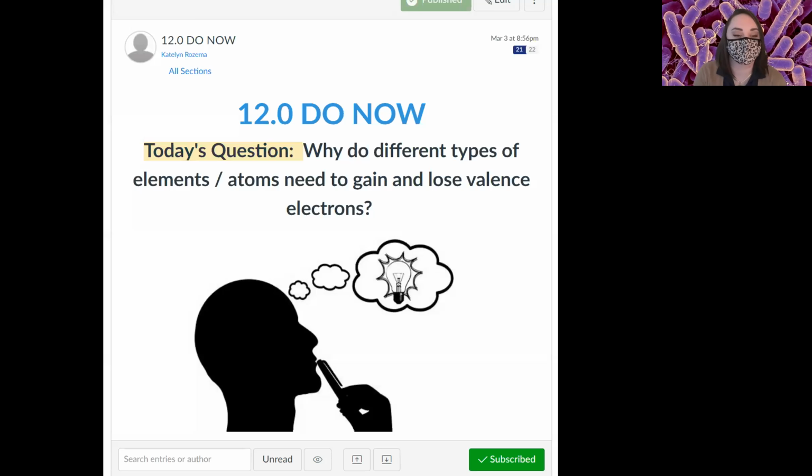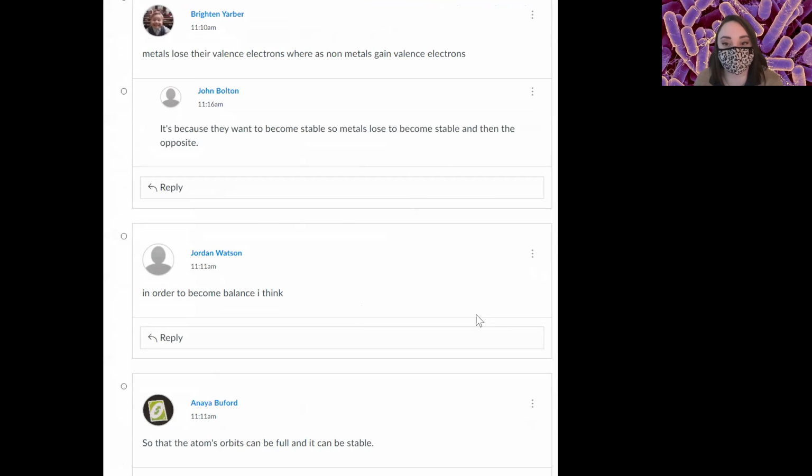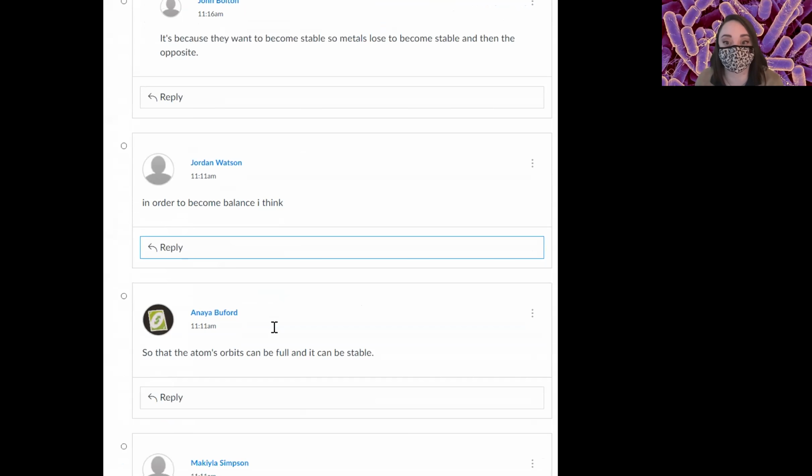All right. So again, today's do now question says, why do different types of elements or atoms need to gain or lose valence electrons? So Brighton pointed out that metals lose their valence electrons and non-metals gain more valence electrons. John said it was to become more stable in order to become balanced. Good.